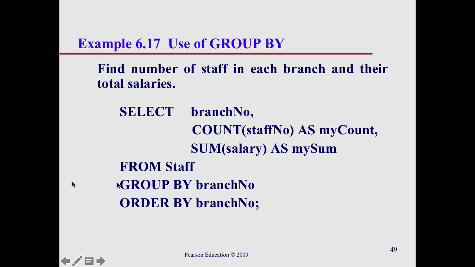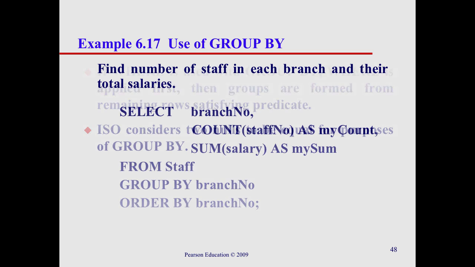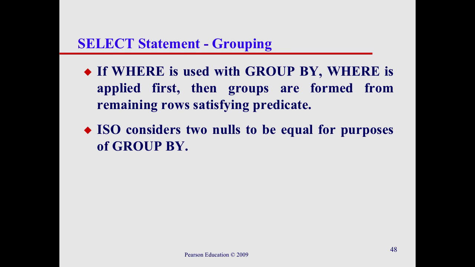If I say that I want to get the counts and sums for the branches and then it should be ordered on branch number, please group by branch number and then also say order by branch number. Don't just assume it will come out sorted just because you group by branch number, or you'll lose some points on a test. Okay, I think that's the only big thing.